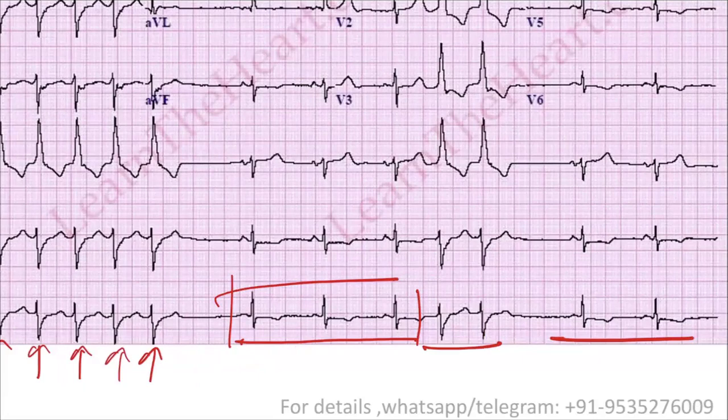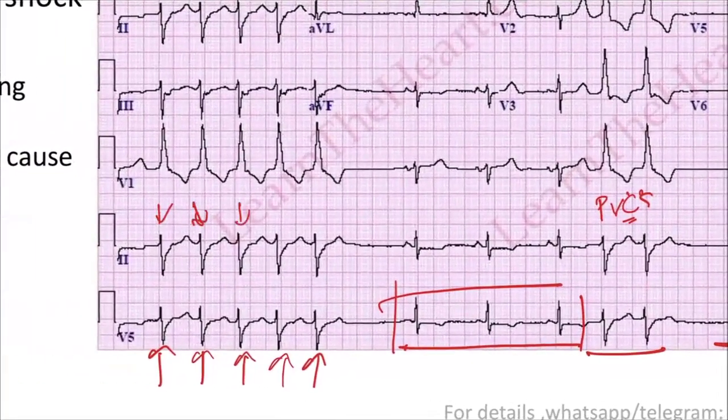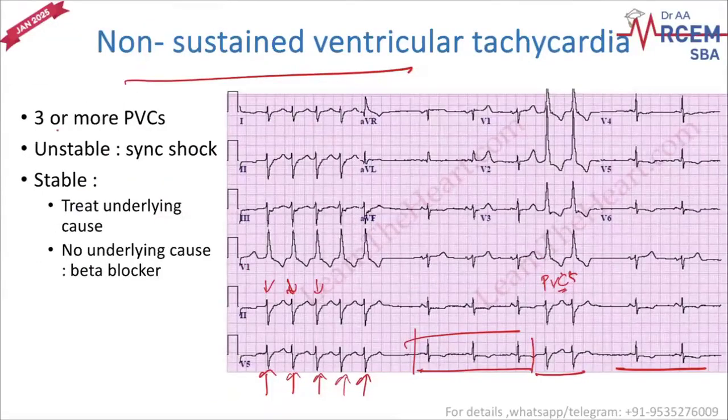You might ask me, can't it be PVCs? Yes, it can be PVCs, if there are more than 3 consecutive PVCs. So here, with the definition, 3 or more PVCs. If 2 PVCs come consecutively, it is fine. If 3 PVCs come consecutively, then we label it as a non-sustained ventricular tachycardia, because it is not sustaining. By itself, it goes back to the sinus rhythm.